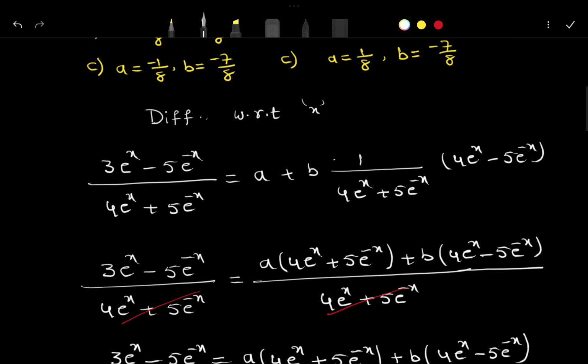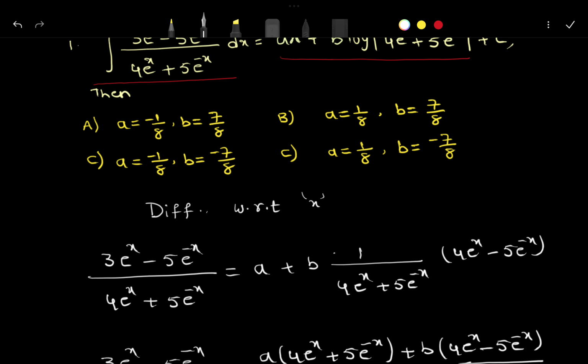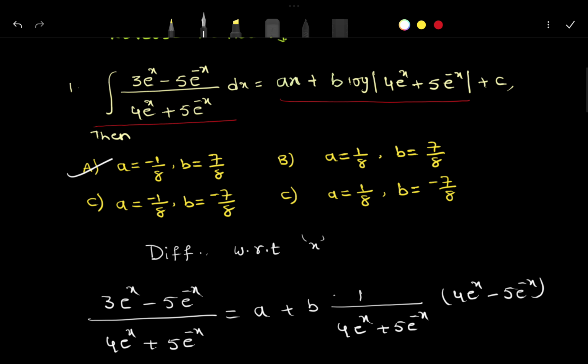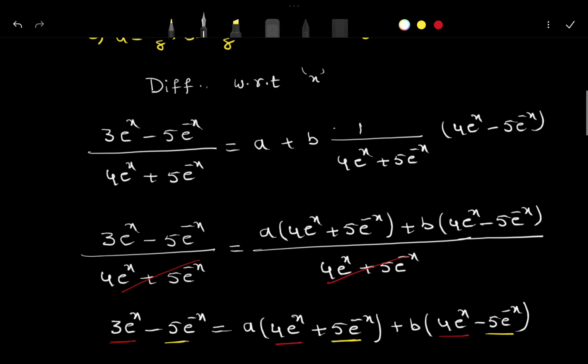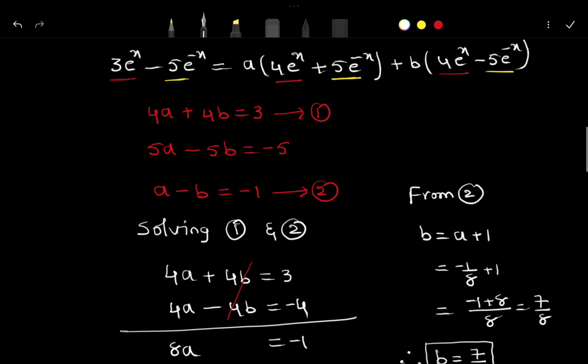So check the given options: the a value is minus 1 by 8 and the b value is 7 by 8. Your right option is option a. I hope everyone is clear on this problem, how to find the a and b values. In the same model, we will go to one more question.